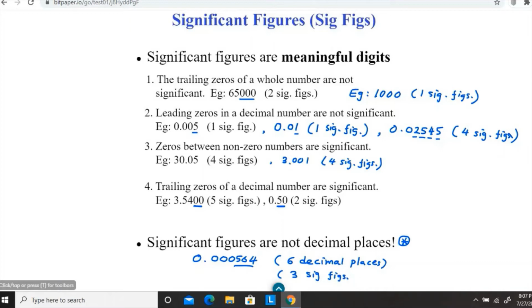Because I have applied rule number 2, the leading zeros of a decimal number are not significant. As a result, only digits 5, 6, 4 are significant. But when you consider decimal places, you also include the zeros after the decimal point. So keep that in mind. That's a very important thing to distinguish the difference between significant figures and decimal places.